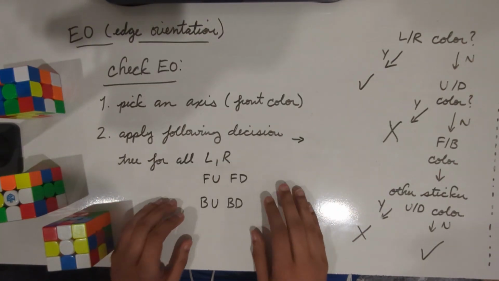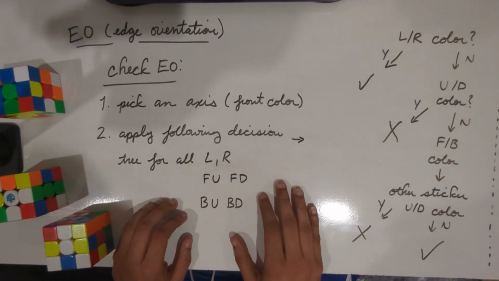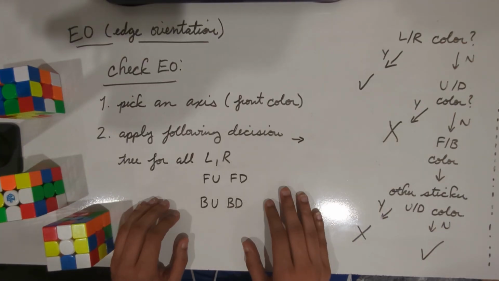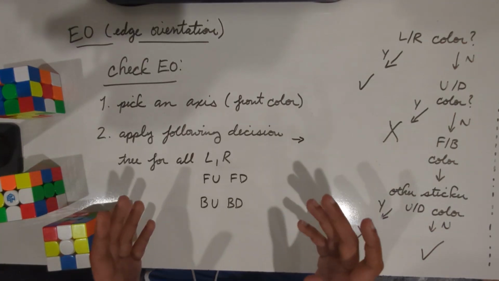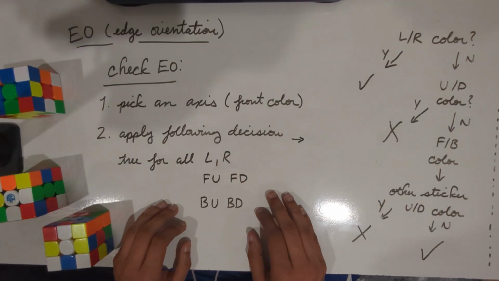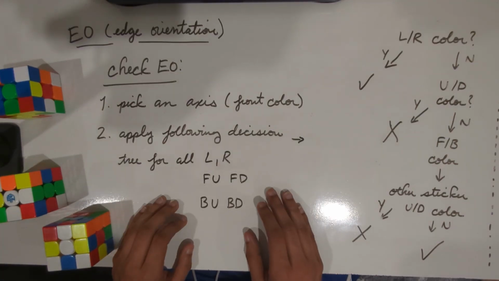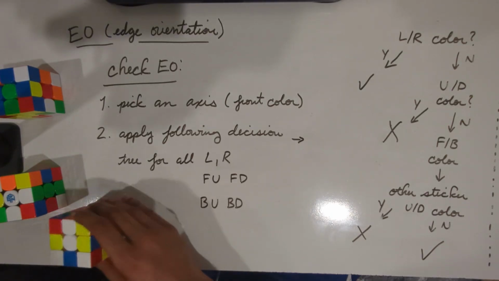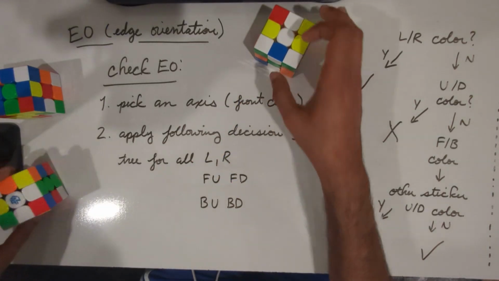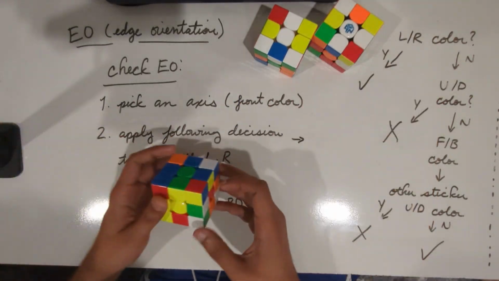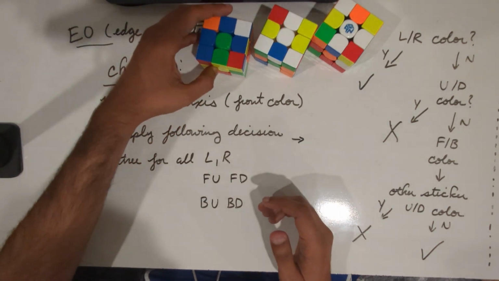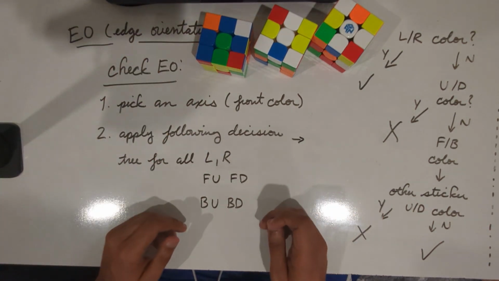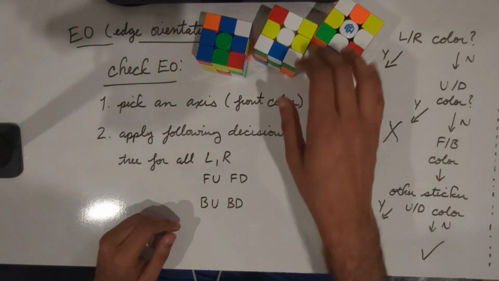Using the previous definition of EO can be a little cumbersome in an actual solve, so here's an equivalent process that I use. EO is relative to the axis, as we discussed before, so you need to pick one of the several front colors. There are only 3 front colors to choose from. You can either choose green front, orange front, or yellow front. At least those are the ones that I choose. If you do a Y2 rotation, then you end up with the same case.